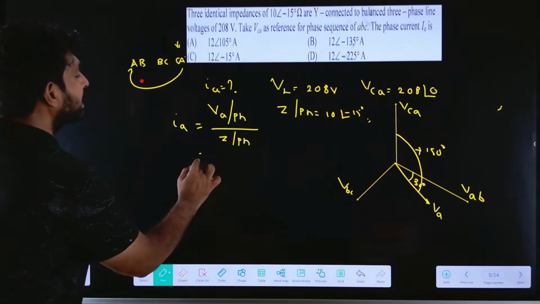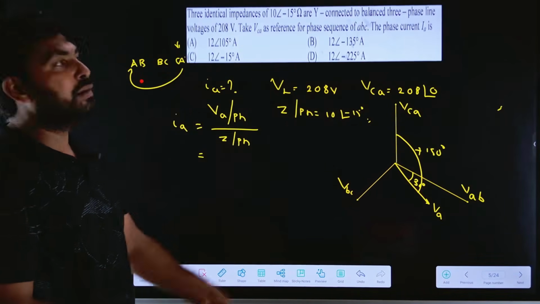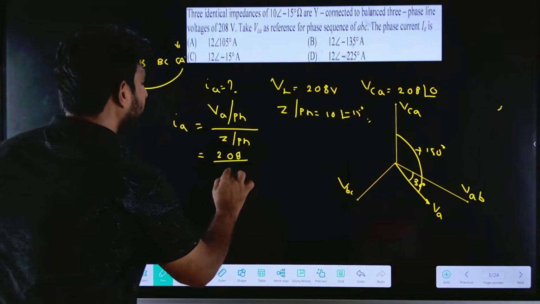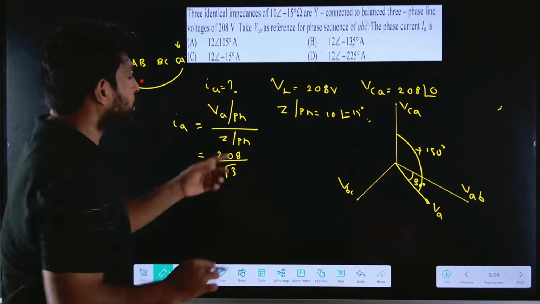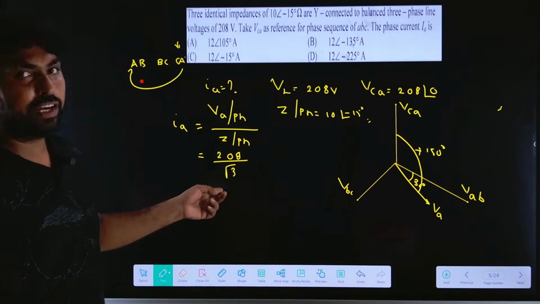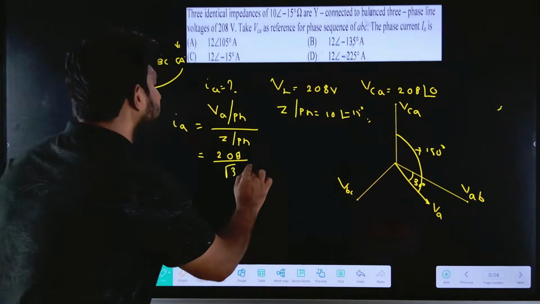If you know that, that is sufficient. So how can we find the VA? 208 divided by root 3. V phase equals V line divided by root 3, so 208 divided by root 3. What is the angle between VA and VCA? It is minus 150 degrees.